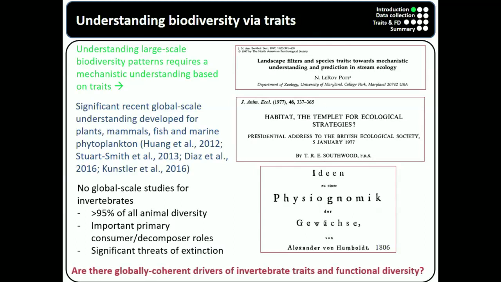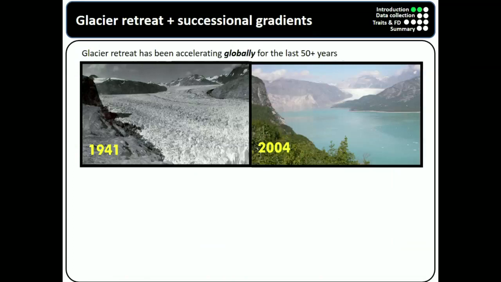So we're here asking the question: are there globally coherent drivers of invertebrate traits and functional diversity? Okay, so the way we get at this, we start thinking about glacier retreat. We know that glacier retreat is happening globally, and it's been accelerating for the last 50 years.